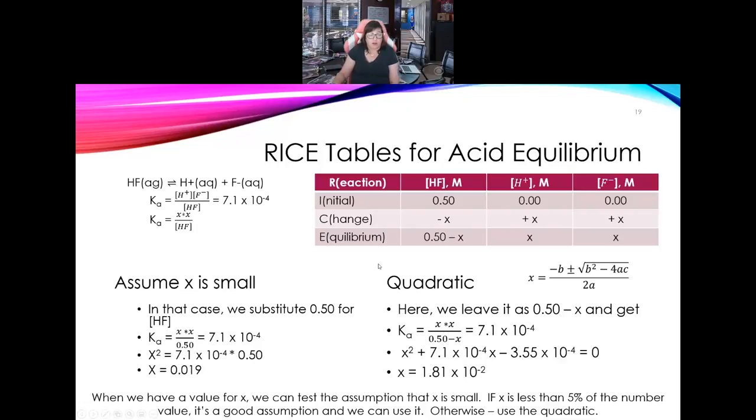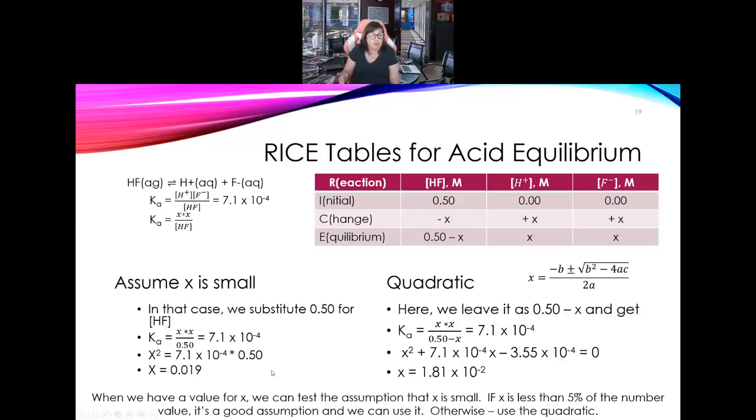The other way that we can do this is solve it through the quadratic equation. So we actually use this expression here. We end up with X squared over 0.5 minus X equal to 7.1 times 10 to the minus 4th. That gives me X squared plus 7.1 times 10 to the minus 4th X minus 3.55 times 10 to the minus 4th, which is equal to 0. I then use the quadratic equation to solve for my two values. The only one that makes any sense, i.e. the positive value, is 1.81 times 10 to the minus 2, which is almost the same as what I reported here.